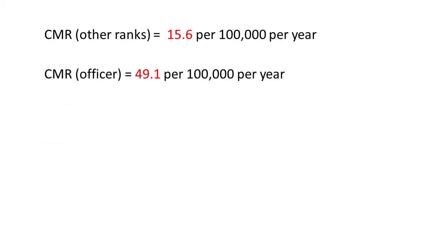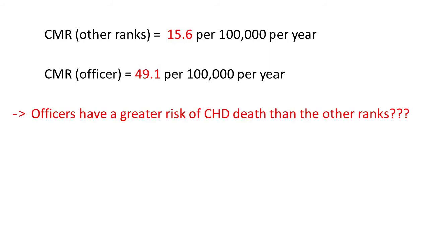Now, as we have calculated crude death rates for military officers and other military ranks, we can compare them. For military officers, crude death rate is 49.1 deaths per 100,000 per year, and for other ranks, crude death rate is 15.6 deaths per 100,000 per year. The question now is whether we can conclude that military officers have higher risk of coronary heart disease deaths than other ranks, and does that make sense?